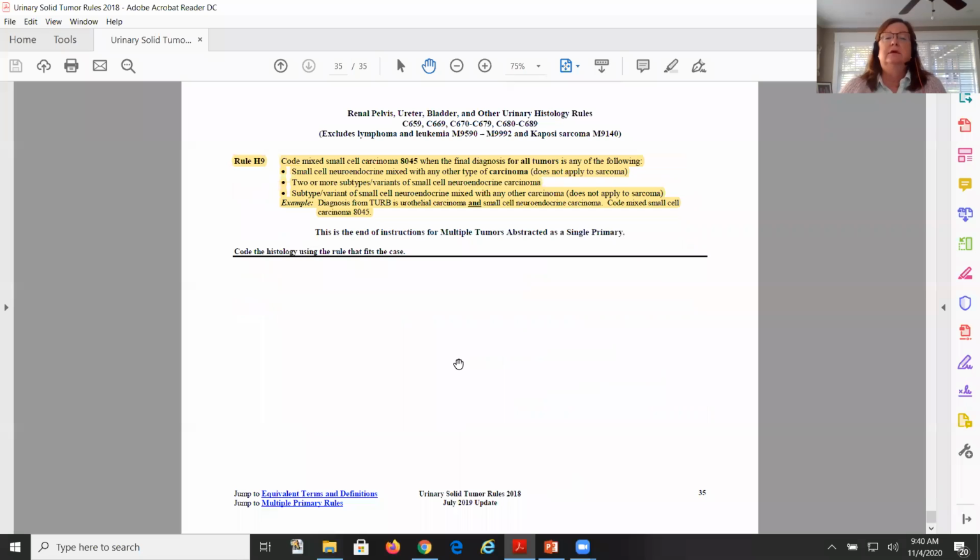H9, code mixed small cell carcinoma 8045 when the final diagnosis for all tumors is any of the following: small cell neuroendocrine mixed with any other type of carcinoma, excluding sarcoma, 2 or more subtype variants of small cell neuroendocrine carcinoma, or a subtype variant of small cell neuroendocrine mixed with any other carcinoma, excluding sarcoma.